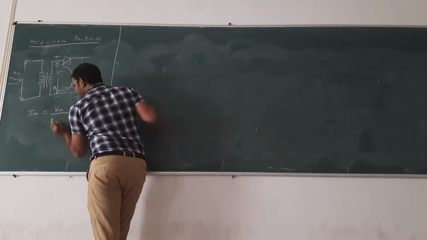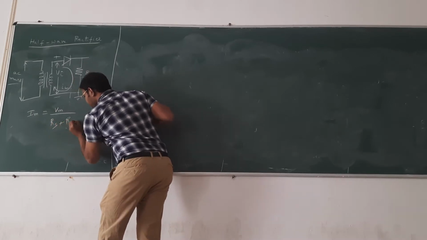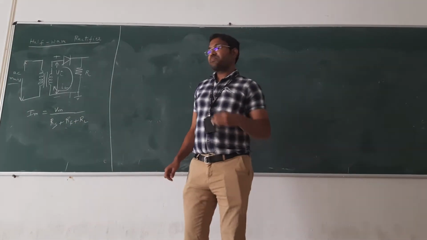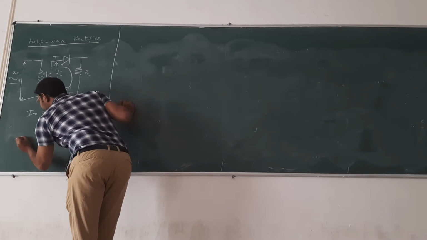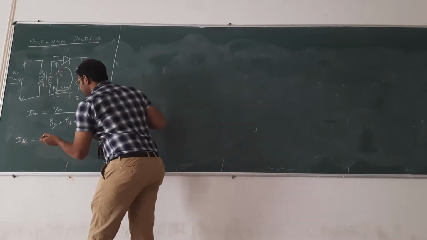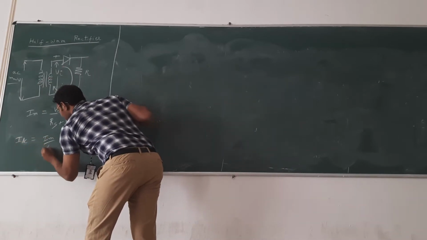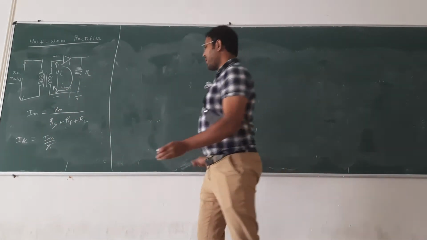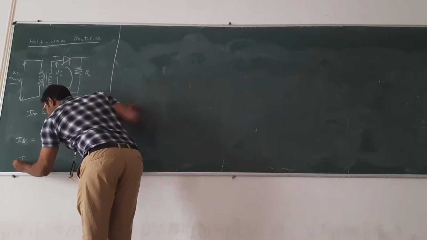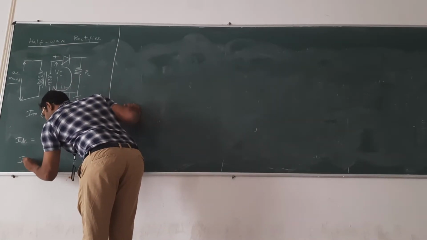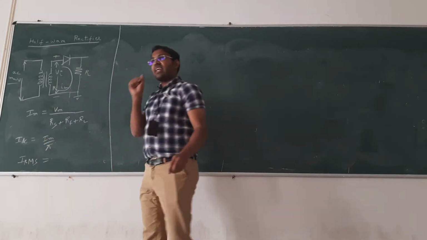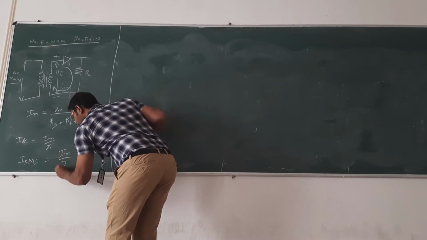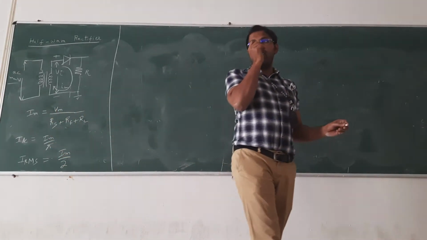Vm by... Okay, this is one expression we got. What are the other expressions? IDC. How much did we get? IDC we got IM by pi. IRMS, how much did we get? IM by... IRMS we got IM by 2.